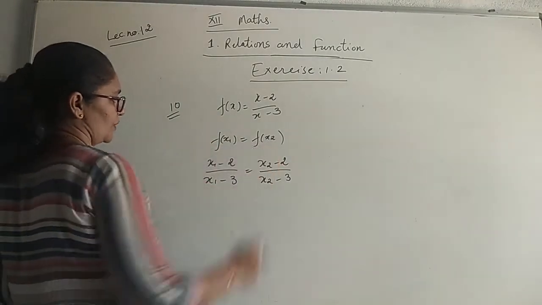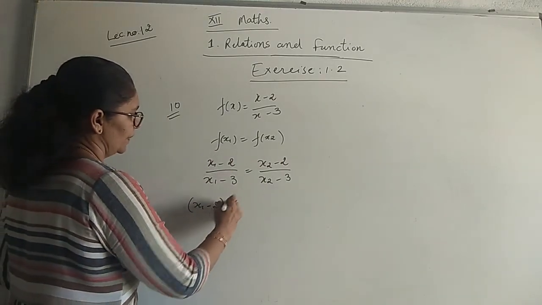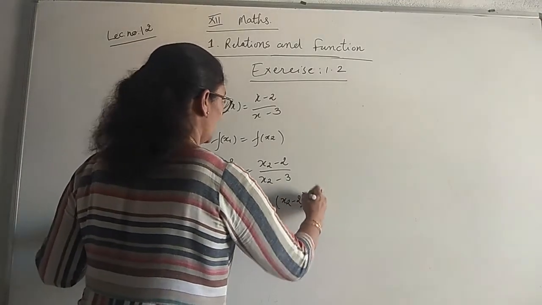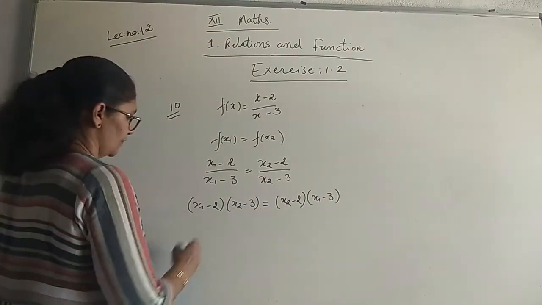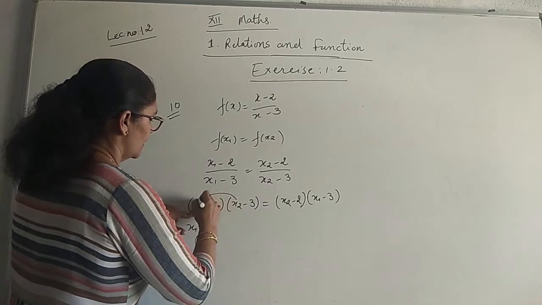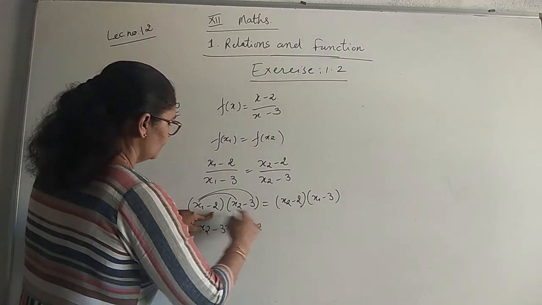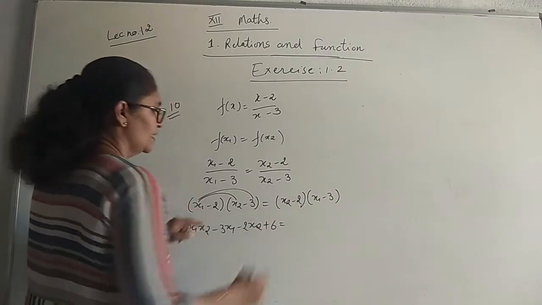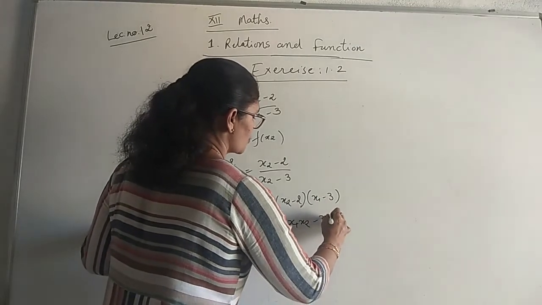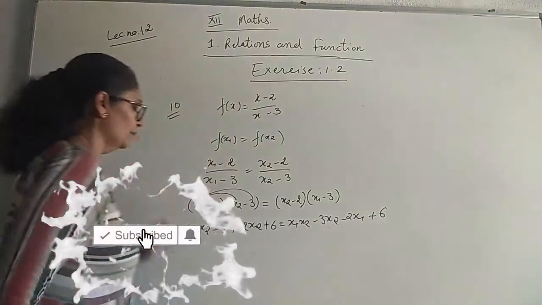We have taken f(x1) equal to f(x2) and written this function. Now let's take cross multiplication of it, because we want to solve it for x1 and x2. Now open these brackets: x1x2, minus 3x1, minus 2x2, plus 6.